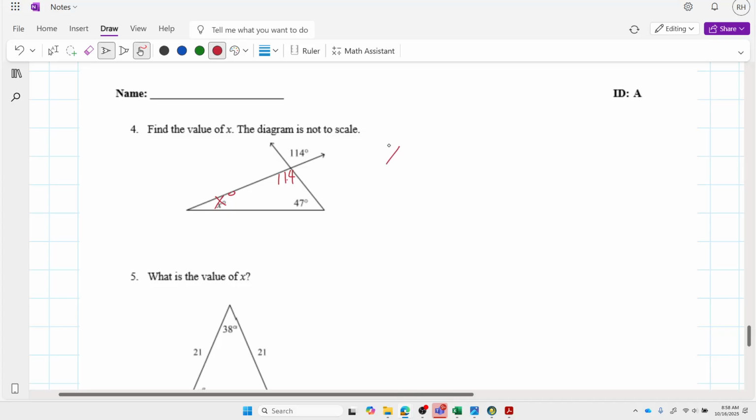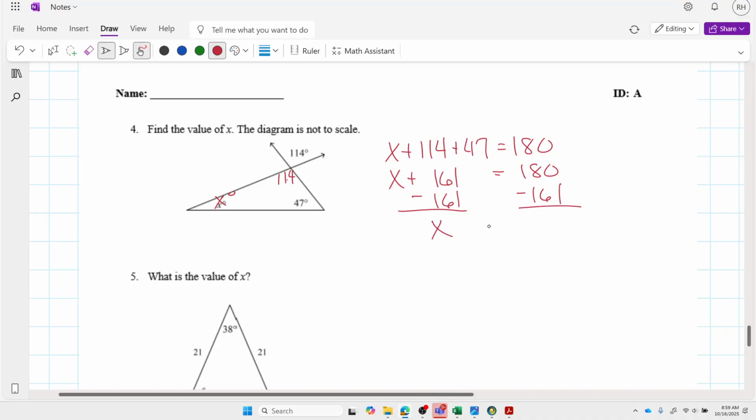So x plus 114 plus 47 has to equal 180. So x plus 161 equals 180. So subtract 161 from each side. And x is equal to 180 minus 161, 19 degrees.